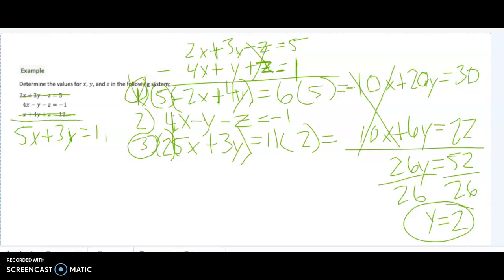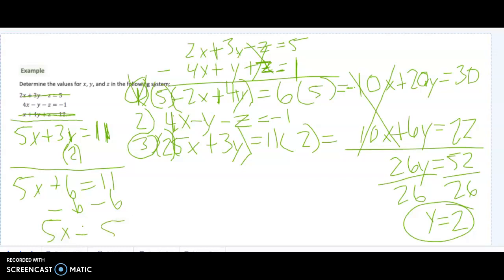Okay, so if we plug this in, and it's right here, so let's plug it in right here. This is times 2. Okay, so that is 5x plus 6 equals 11. Subtract 6. Subtract 6. 5x equals 5. Divide by 5. Divide by 5. X equals 1. Okay, so now we have our second variable.